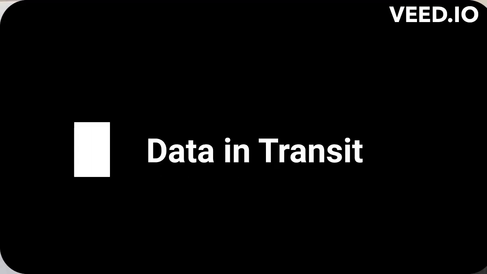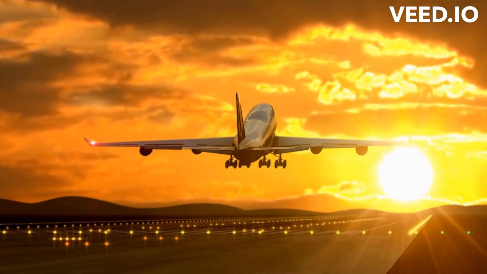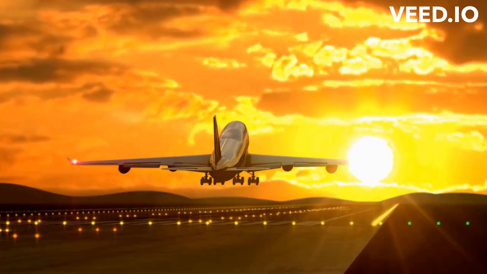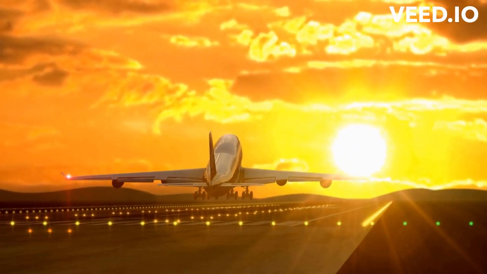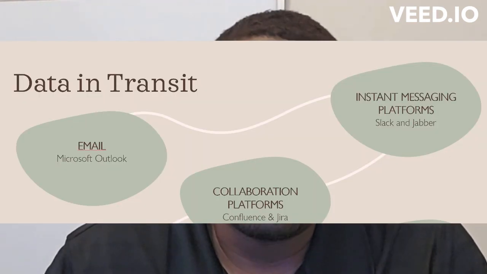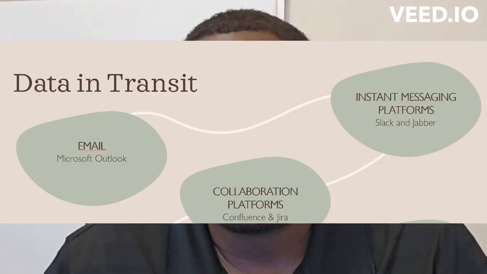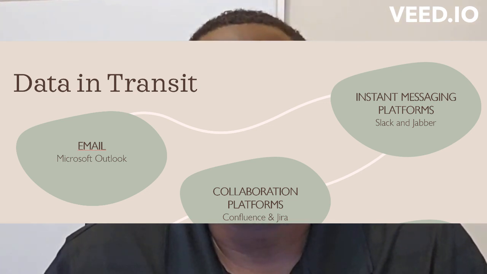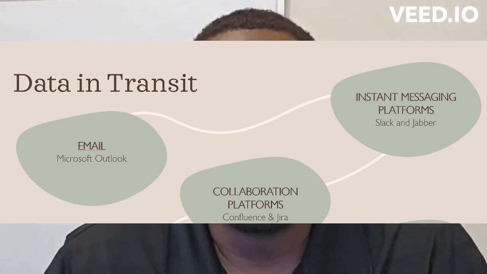In contrast, data in transit, or data in motion, as it's often referred to, is the state of data as it travels from one place to another, generally within an internal network or across the internet. This can include things like email, collaboration platforms like Confluence and Jira, and instant messaging platforms like Slack and Jabber.